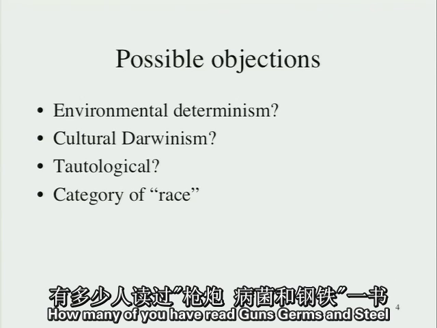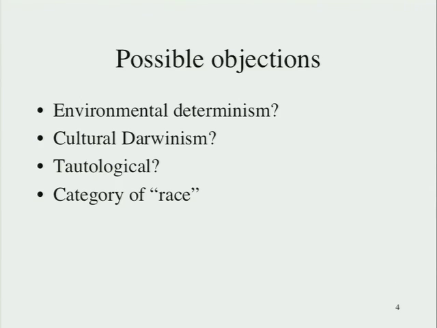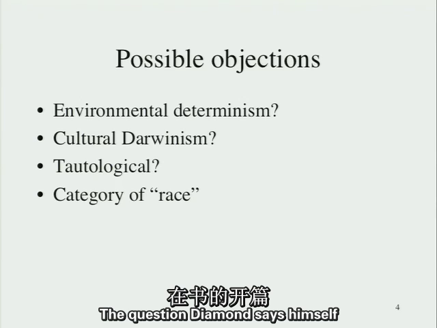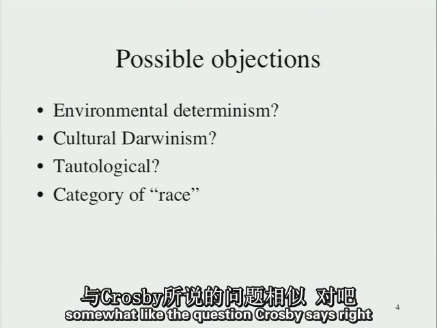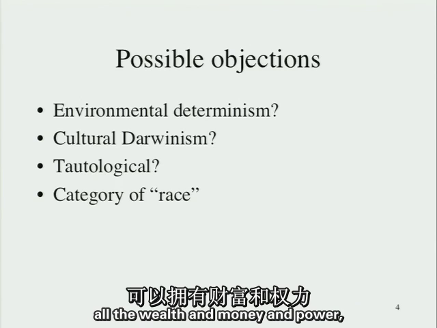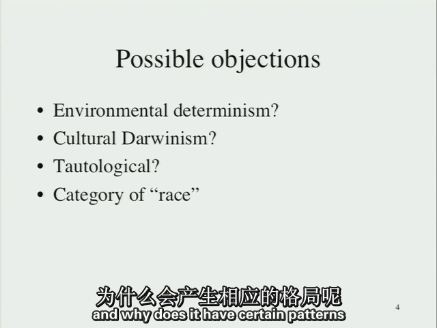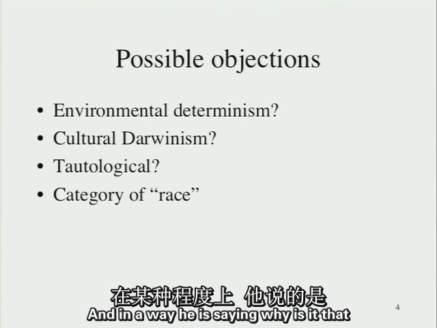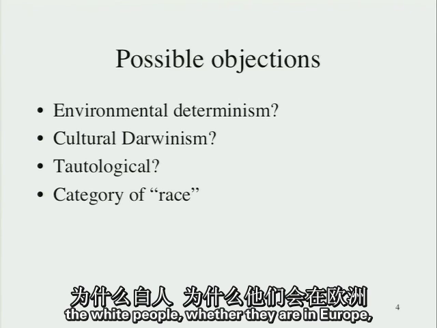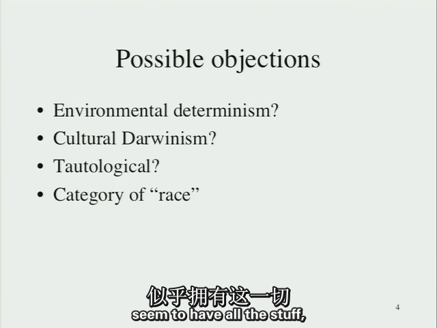How many of you have read Guns, Germs, and Steel? Okay, quite a few of you. The question Diamond sets himself at the beginning of that book is somewhat like the question Crosby sets, right? He says, why is it that some people have got all the wealth and money and power and other people don't? And why does it have certain patterns? And in a way, he's saying, why is it that the white people, whether they're in Europe, North America, South America, Australia, seem to have all the stuff?